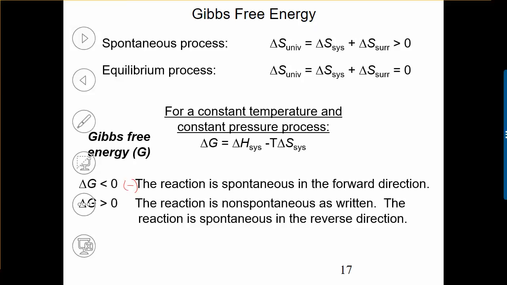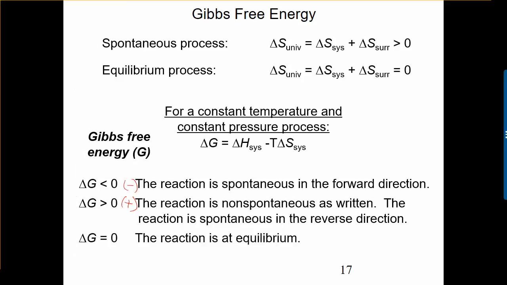If delta G is greater than 0, or positive, the reaction is non-spontaneous. It is non-spontaneous in the forward direction, but it is spontaneous in the reverse direction. So essentially, if your reaction is spontaneous one way, it will be non-spontaneous going the other way.